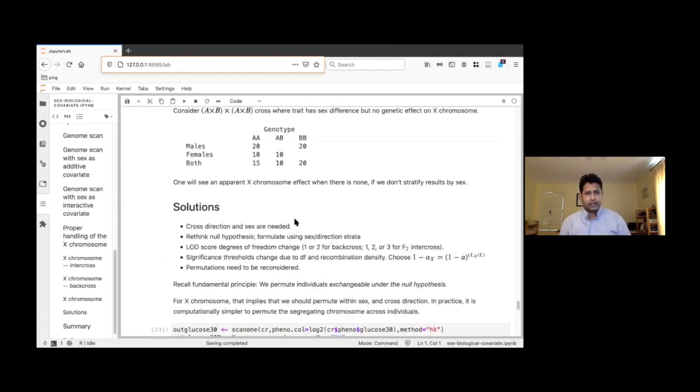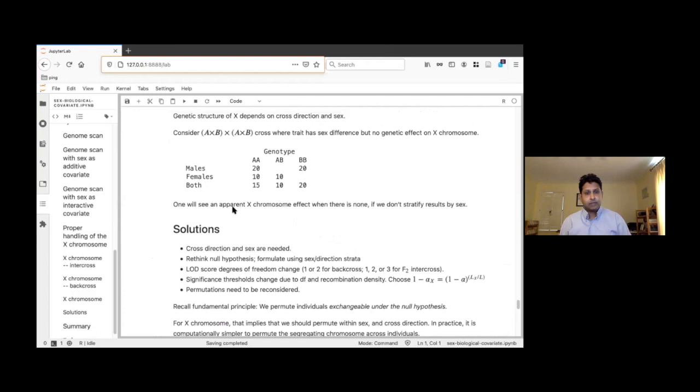So basically the idea is that instead of collapsing the two, you will have sex-specific or cross-direction specific hypotheses, stratifying by males and females in this case. If you do that, now you have 2 degrees of freedom, one for the males and another for the females. So you have to rethink the null hypothesis by stratifying by sex or direction.